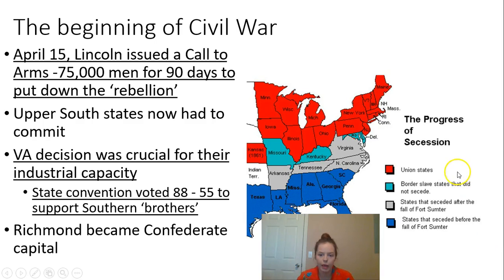And so we'll see here in this map, we have the Union, of course. The darker blue shows the states that seceded before the fall of Fort Sumter, the gray states are those that seceded after the fall of Fort Sumter, and then we have the blue states that do not secede from the Union. And that's where we'll stop.